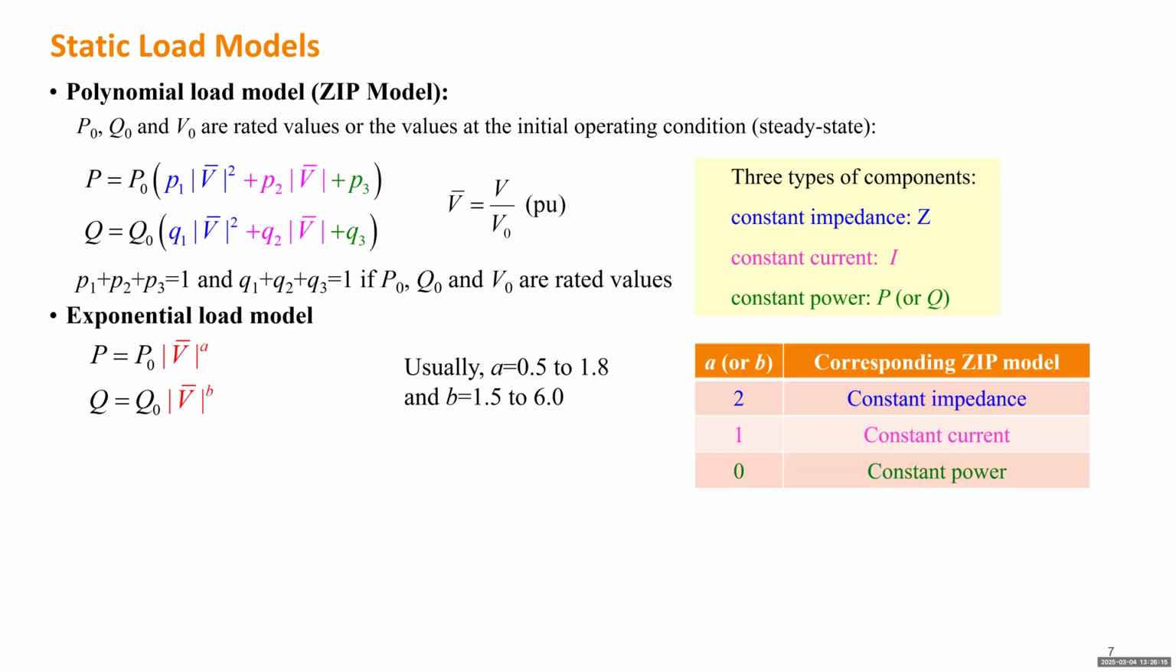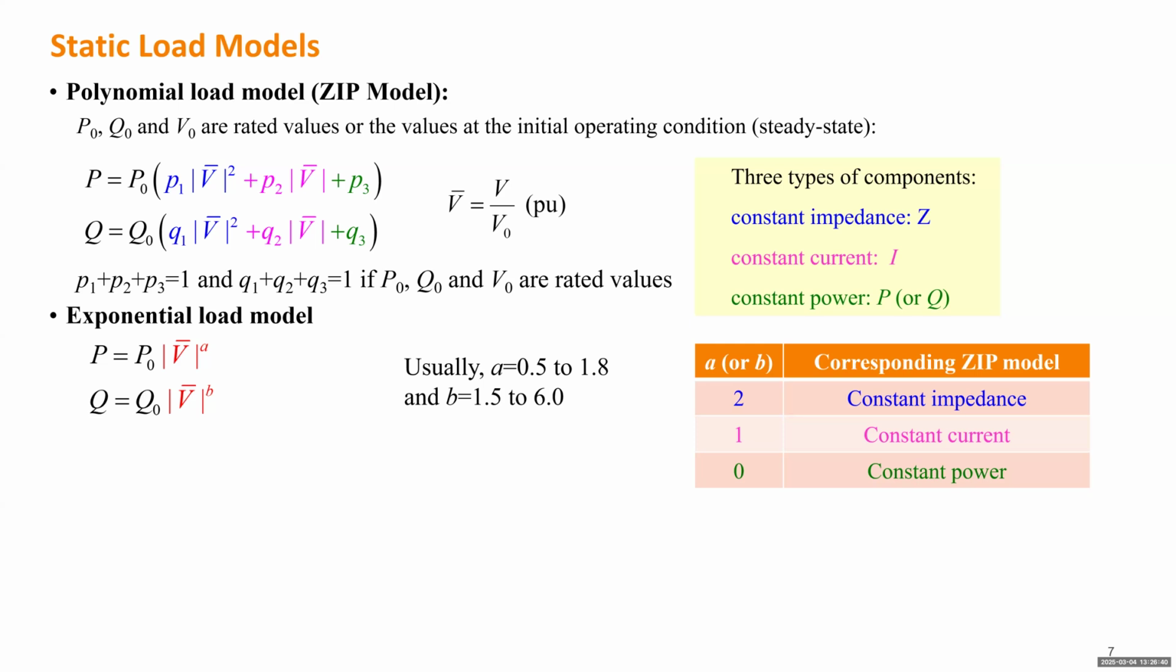If you compare the exponential load model to the ZIP load model, if you let A be 2, the exponential load model becomes a constant impedance load. If A equals 1, the exponential load model becomes constant current. 0 means constant power.